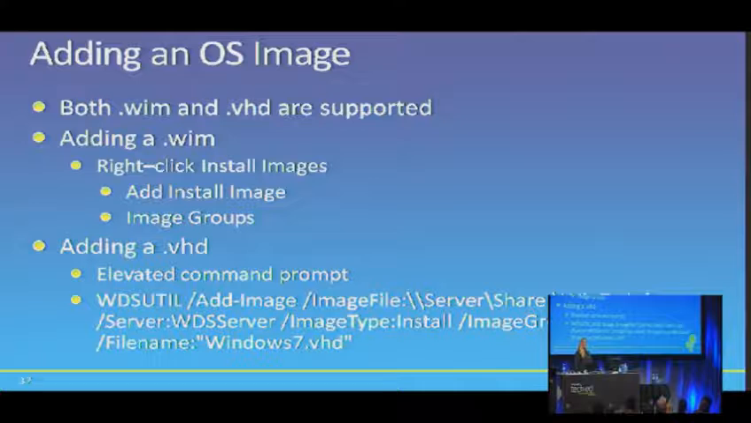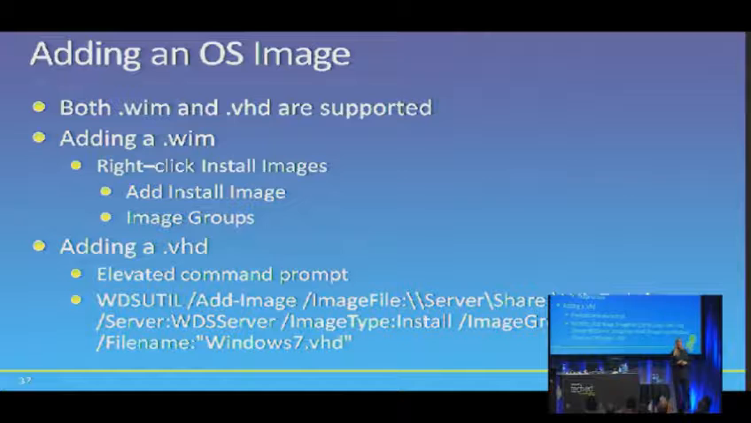Adding operating system images. These take a little bit longer because they're bigger than WinPEs are. It's the full operating system. So on this, if I want to add a WIM, I can just right-click, Install Images, which I'll show you in just a second, and tell it to add an install image. It'll say, okay, which image group do you want to put it in? Image group? Oh, image groups do single instancing.